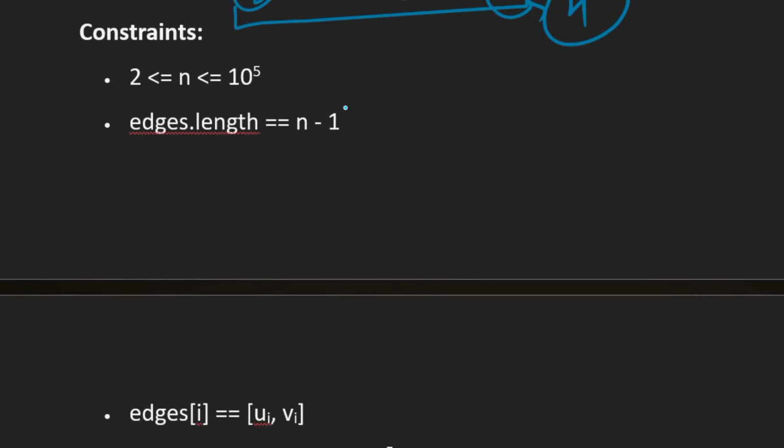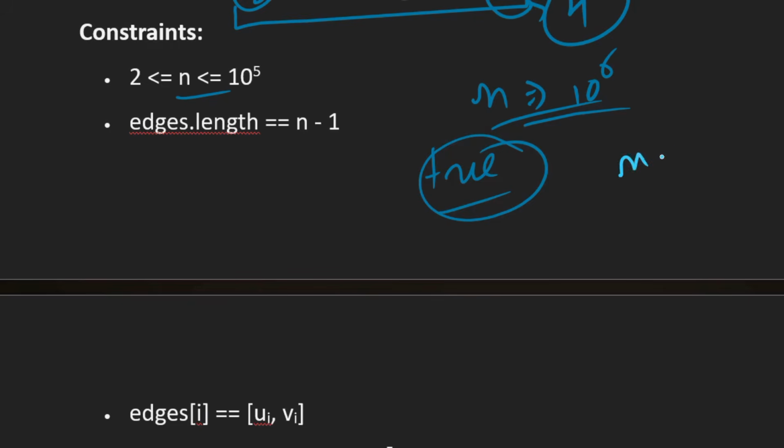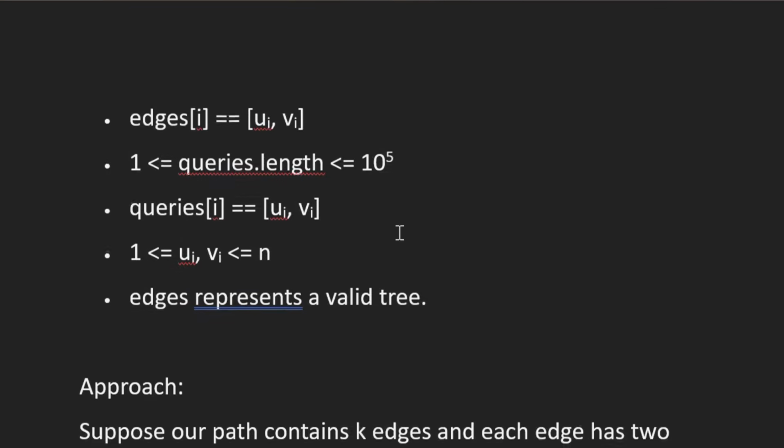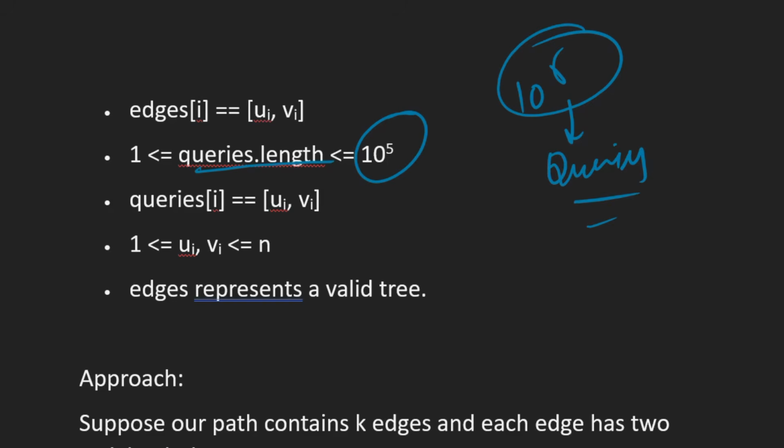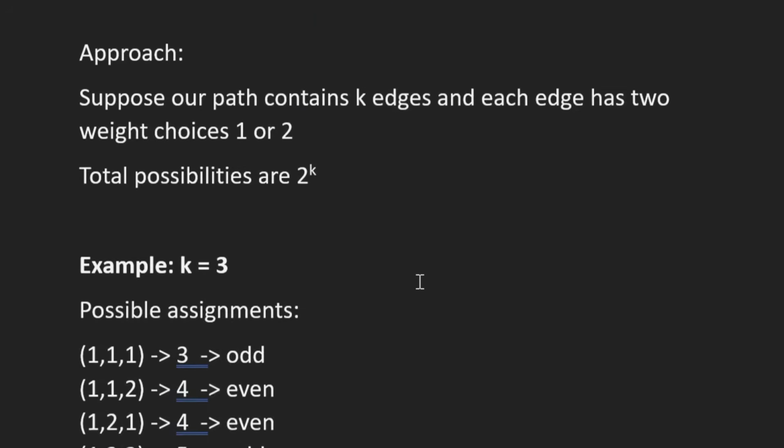So if you see the constraints, n, which is the total number of nodes, can be up to 10^5. And as we know, there is a tree, so we'll be having n minus 1 edges, right? So edges.length is n minus 1, and queries.length can be up to 10^5. So we have to answer 10^5 queries, right? And each query has two nodes. Those nodes can also take values up to 10^5, and all the edges will represent a valid tree, right? So let's move to the approach part.